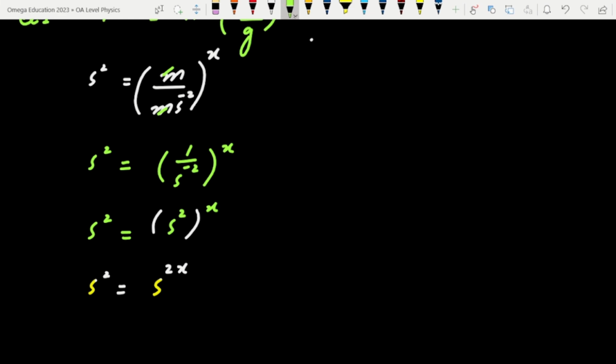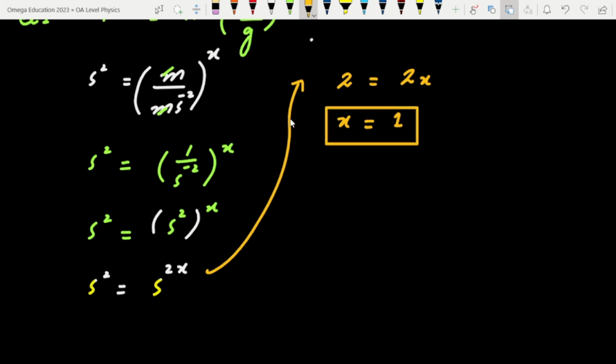On both sides the base is now the same. If the base is the same, you can equate their exponents as well. So we can put 2 equals 2x. From here we go to this step: the exponent 2 on the left side equals 2x, the exponent on the right side. Now x equals 2 divided by 2, which is 1. So the final answer for this one is 1. The power x here is 1.